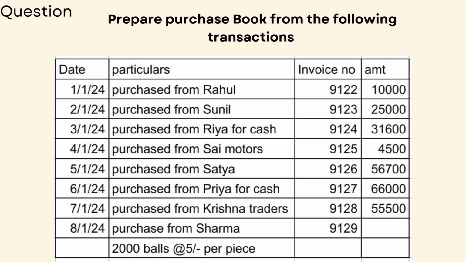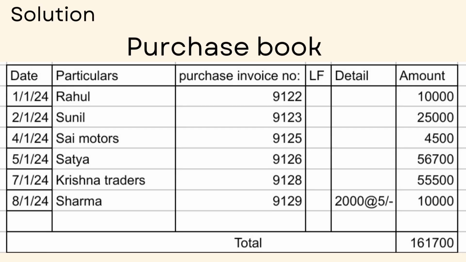2,000 balls at 5 rupees each. You need to multiply and find out the total amount. Okay, total amounts are given in the column. Invoice numbers are also given. Chalo, we understood the question, right? Now take a screenshot or make notes in your book. Now let's see how to make its solution.